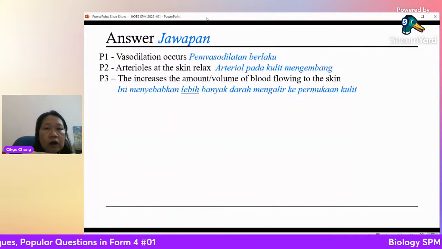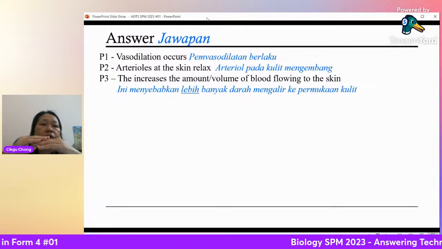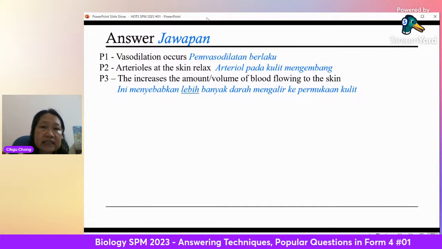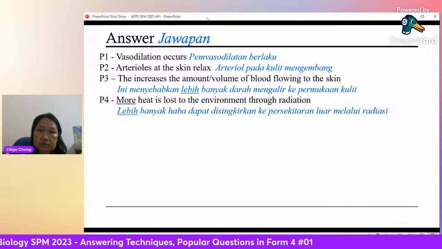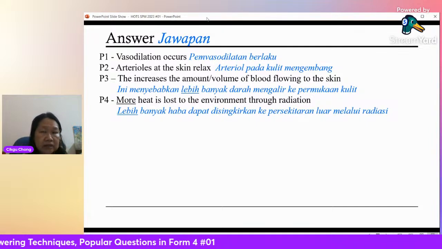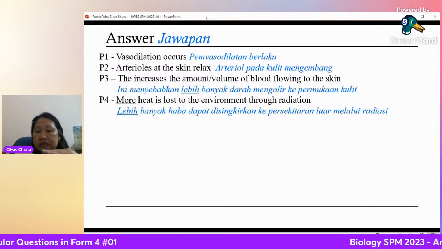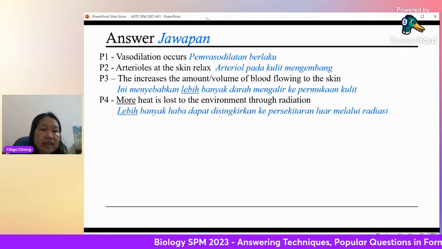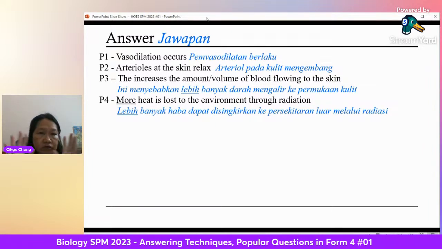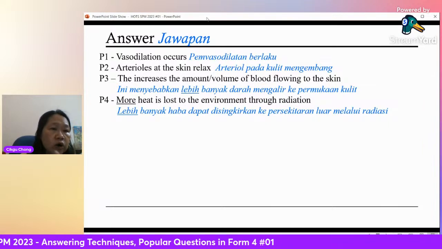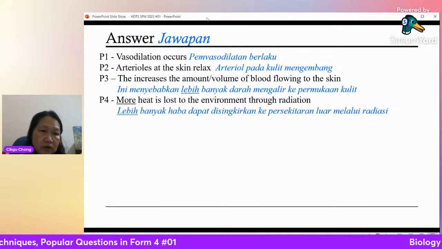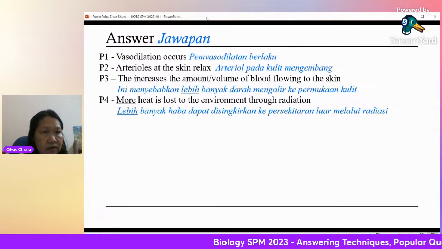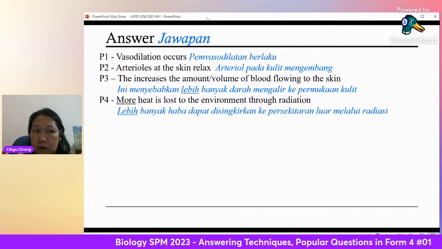Okay, so your blood now is nearer to the skin, more blood flowing to the skin, and that can allow the heat to be released because your blood carries the heat. You are warm because your blood is warm. So now if your blood is nearer to the surface, more heat will be lost to the environment through, of course, radiation. You don't need to write radiation still. You need to say more heat is lost to the environment. So you want your blood to be nearer to the surface of the skin. That's one mechanism, vasodilation. Already 4 points there.